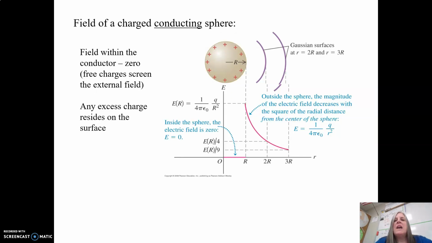So, in our last video, we looked at fields of charged conductors. And remember, in charged conductors, the excess charge resides on the surface. And so the electric field inside of the charged conductor is zero because there's no Q enclosed. Gauss's law is the surface integral of E dot dA equal to Q enclosed over epsilon naught. And since there's no charge enclosed inside a conductor, there's no electric field. And so we had this nice graph where we had zero inside and then we had the 1 over r squared relationship for electric field outside.